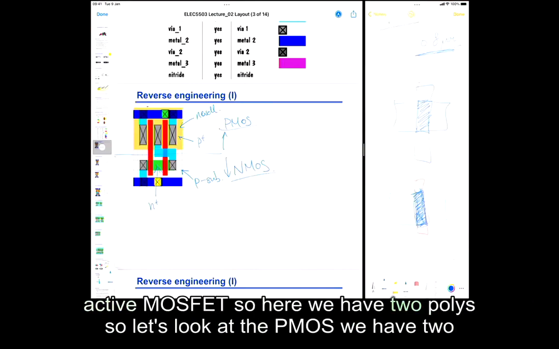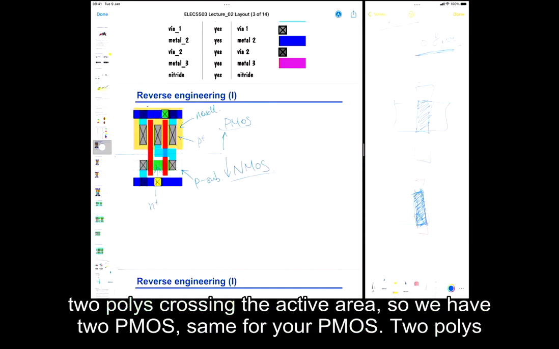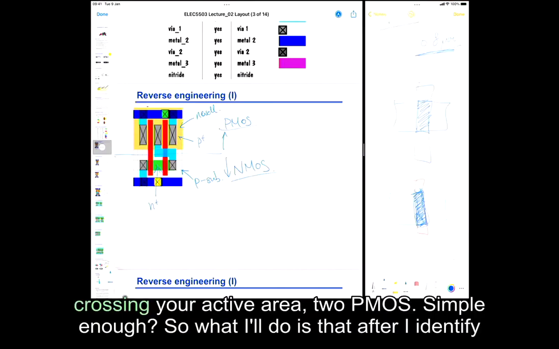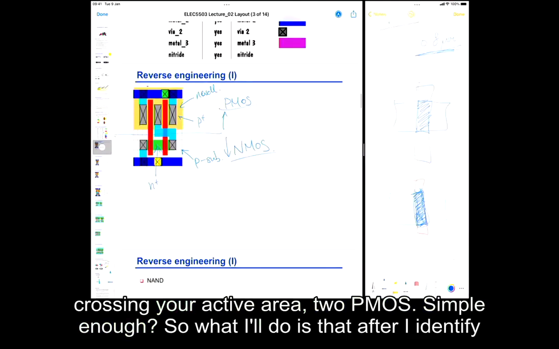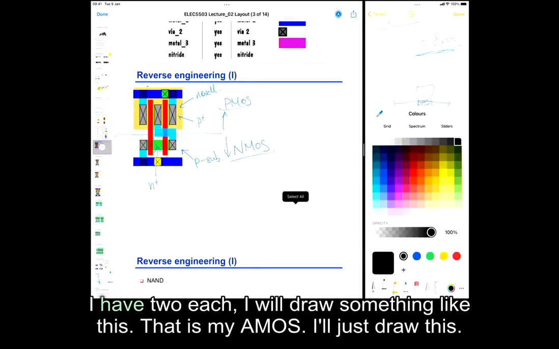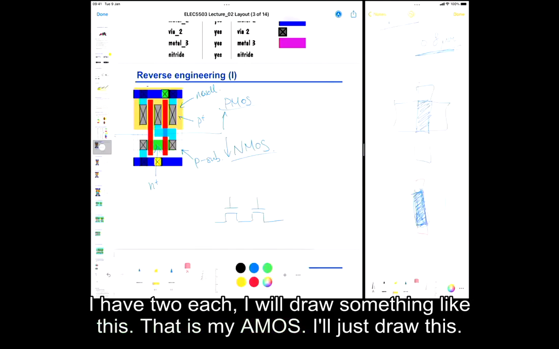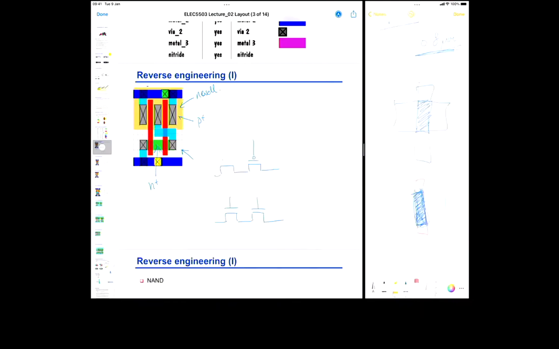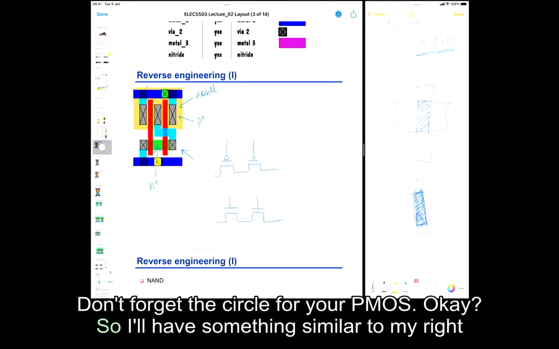So here we have two polys. Let's look at the PMOS. We have two polys crossing the active area, so we have two PMOS. Same for your NMOS. Two polys crossing your active area, two NMOS. Simple enough. So after I identify that I have two each, I will draw something like this. That is my NMOS. Well, I'll just cross this. Don't forget the circle for your PMOS, okay? So I'll have something similar on my right-hand side, right?